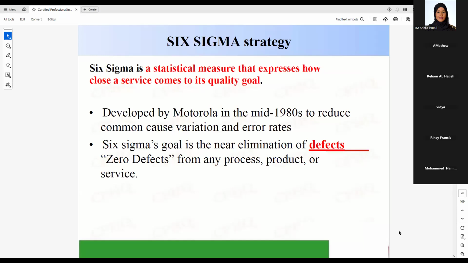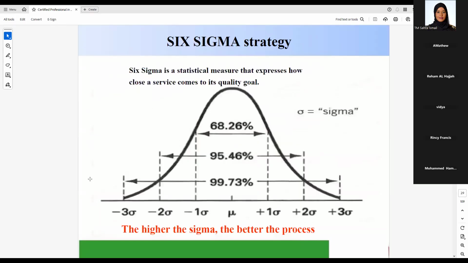Okay. 6 Sigma. Now we moved from the lean. Now we're going into the 6 Sigma, which is a new quality improvement methodology. The 6 Sigma itself is a statistical measure that expresses how close a service comes to its quality goals. We'll talk about this in the next slide. It was developed by Motorola, and the aim of the 6 Sigma is to eliminate the number of defects to 0 from any process, product, or service.